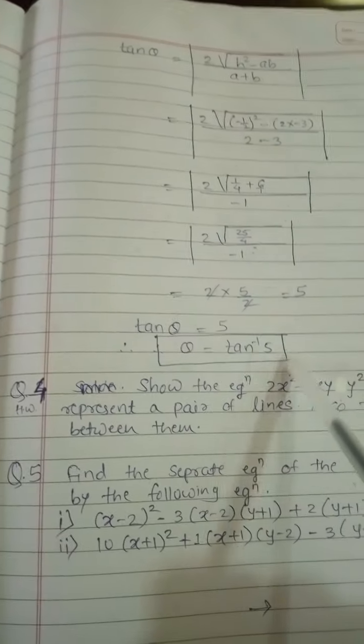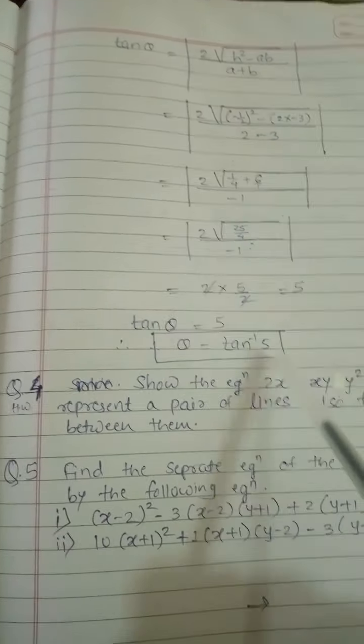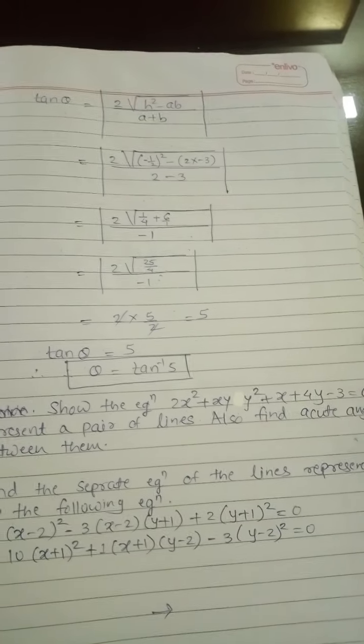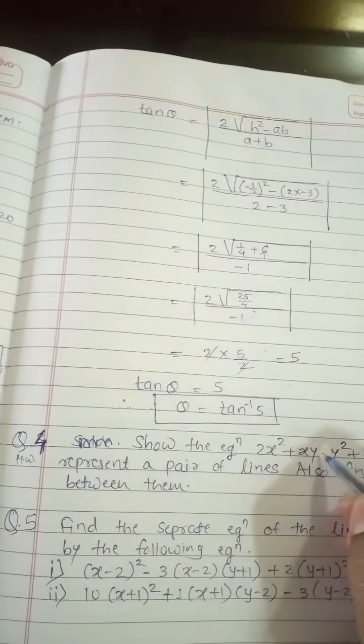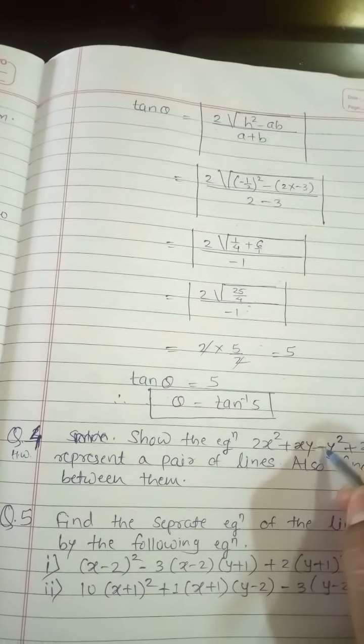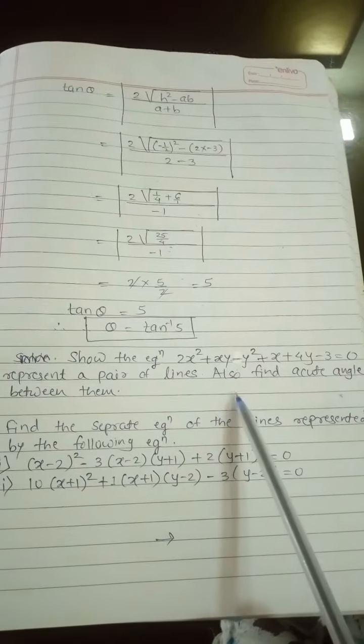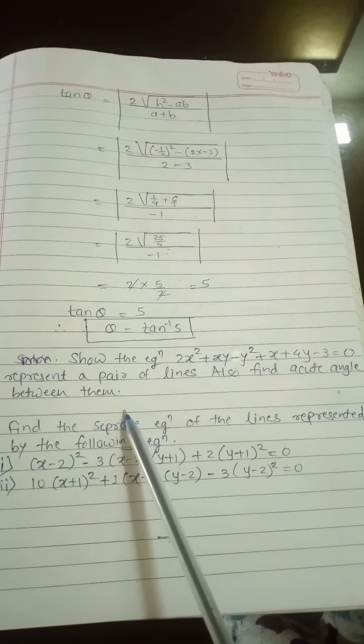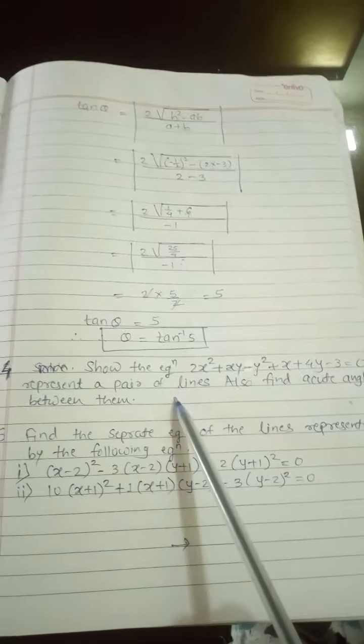And similarly we have to solve question number 4, which is similar to question number 3. So I am going to show this example. The equation you are given is 2x square plus xy minus y square plus x plus 4y minus 3 is equal to 0, representing a pair of lines, and also we have to find the acute angle between them. This example is similar to question number 3.